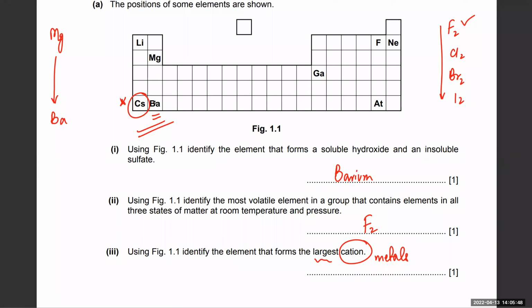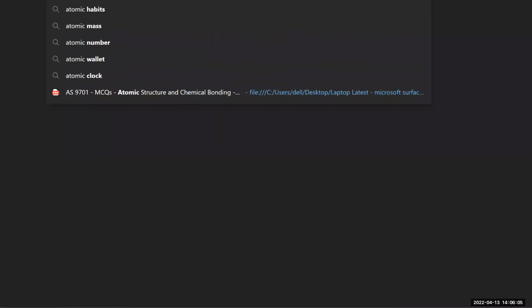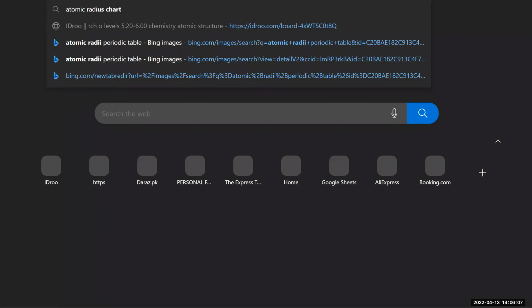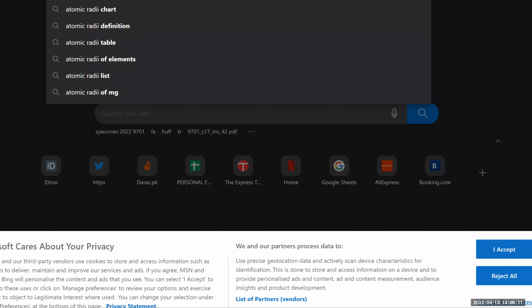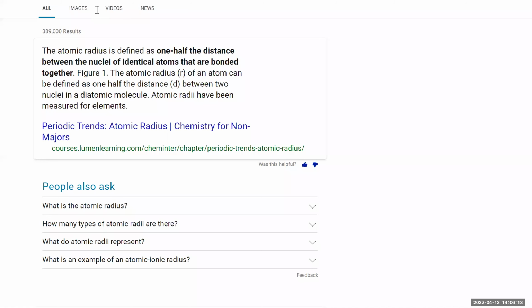First, the largest is the one at the bottom. Cations are going to be these two. This is going to be an anion, a negative ion. Of these two, the largest would be cesium, because remember that atomic radius decreases across the period. There will be an image here.